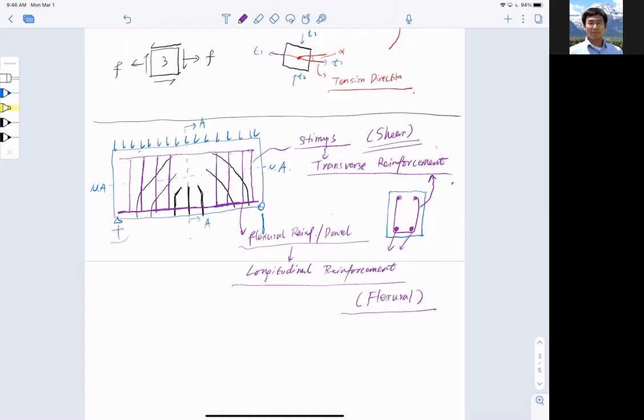All right. Okay, so this is a good point to stop. We're going to talk about lecture 12 on the shear mechanism and how we design for it. Now, if you have any questions, please ask right now.